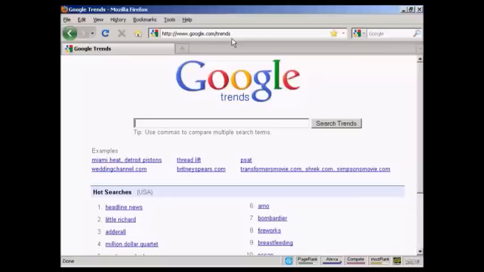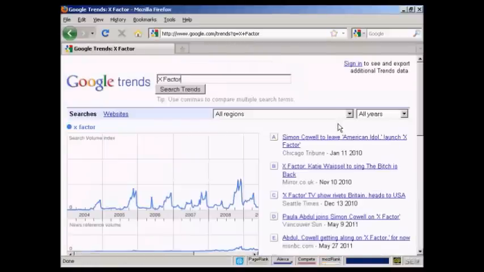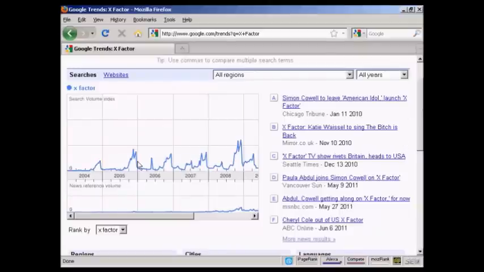Let's use a search term like X Factor, the talent TV show. Let's click on Search Trends. Now you can see that the pattern developed here is fairly consistent. Interest starts to build as the show is trailed, and then after the winner is announced it drops off and it's fairly flat again until the next year.